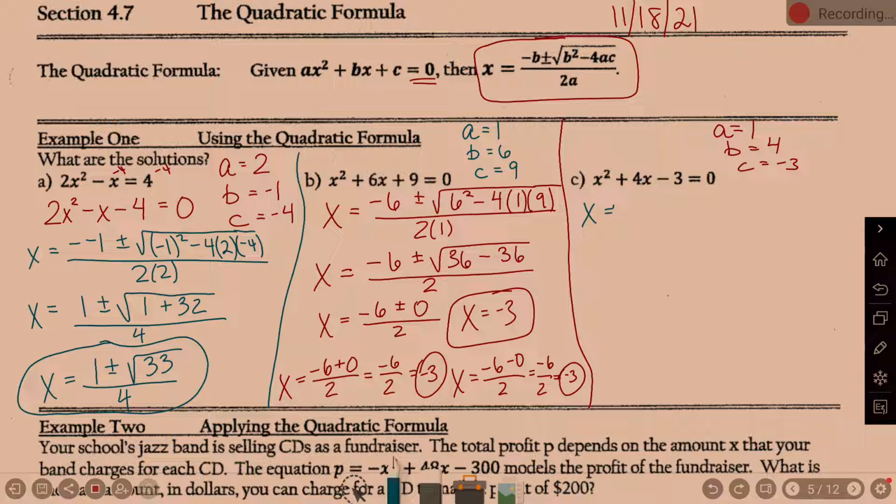X equals. What do I start with? Negative 4 plus or minus the square root of b squared, so 4 squared, minus 4 times a, which is 1, times c, which is negative 3, all over 2 times 1, 2a.